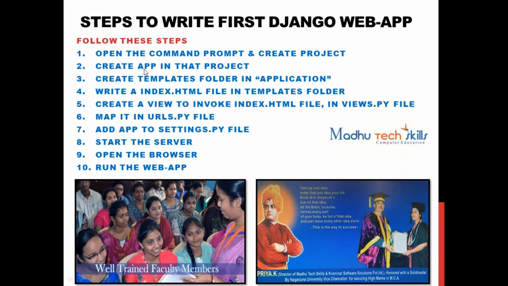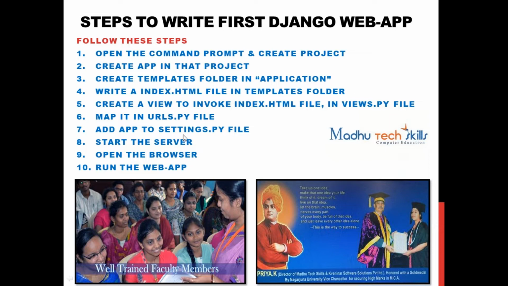Just by creating the app, Python cannot identify that the app is in an active state. So to make it active, you need to add that application to the settings.py file. Then you need to start the server. After starting the server, you can run your web application. For that, you need to open the browser and give the URL. I'll tell you how to find and give that URL. Those are the steps we are now going to discuss.